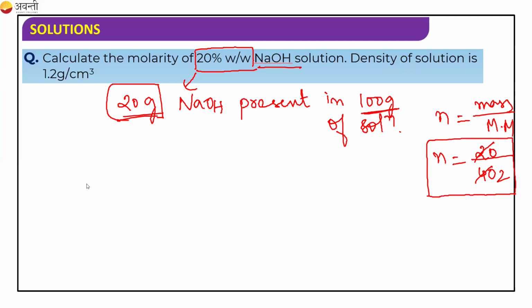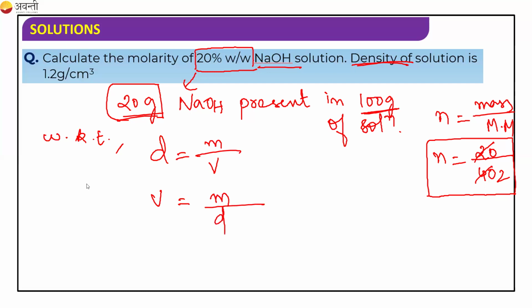What else do we need? We need the volume of solution in liter. No information is given about the volume, but density is given. So from the given density value, we have to find out the volume. How to get that? We know that density is equal to mass by volume. So from this formula, volume is equal to mass by density.